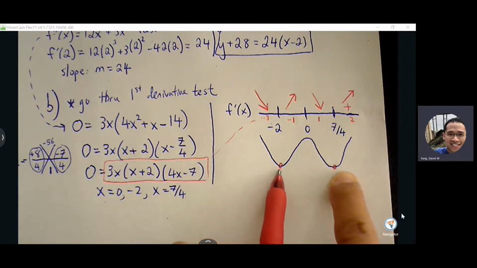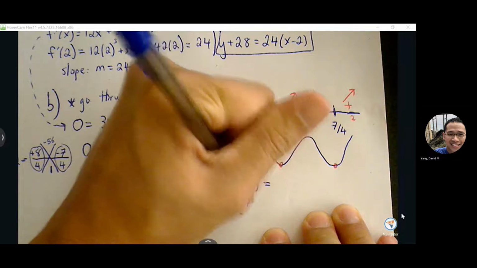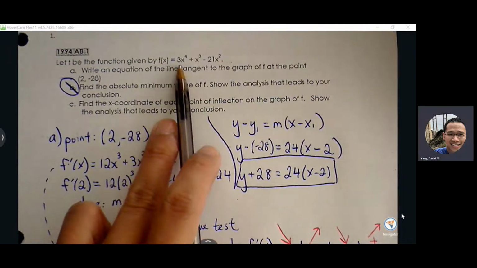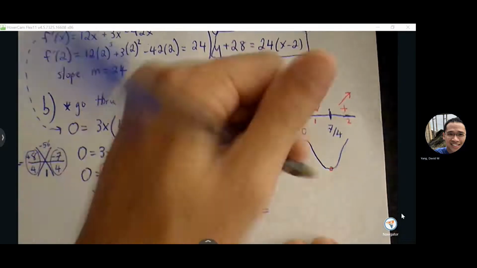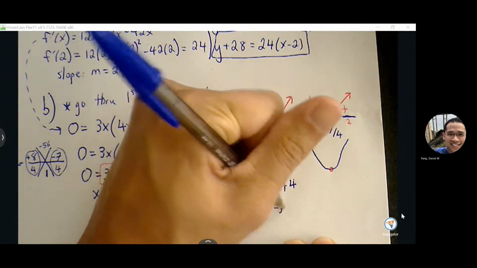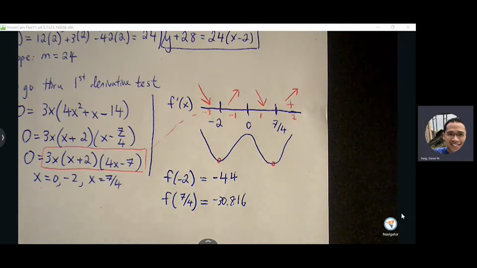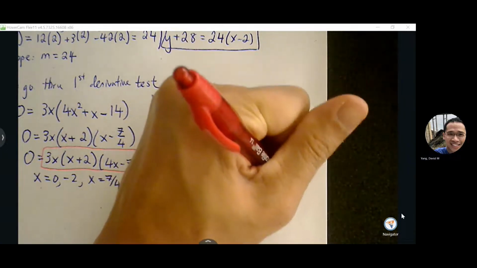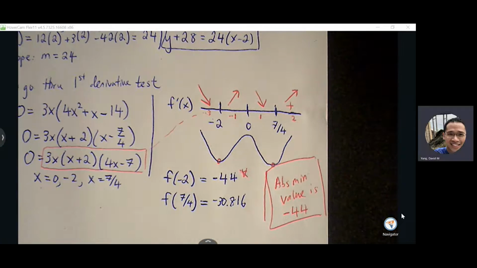How do we test to see which one is lower? Into the original, yeah. I'm just using the calculator here. So 3 times -2 to the 4th plus -2 cubed minus 21 times -2 squared. Do the same thing with 7/4. We see the lower of the two values is -44. So we can say the absolute minimum value is -44. We care about the y value here.